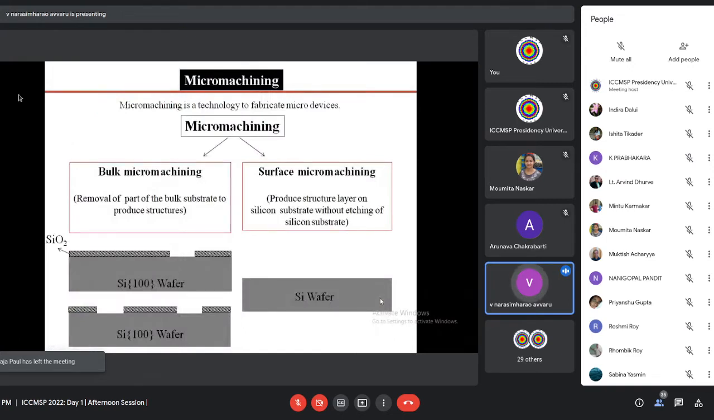Micro machining is classified into two types: bulk micro machining and surface micro machining. In bulk micro machining, structures are produced in the substrate. In surface micro machining, structures are produced on the silicon substrate. This is the schematic view.